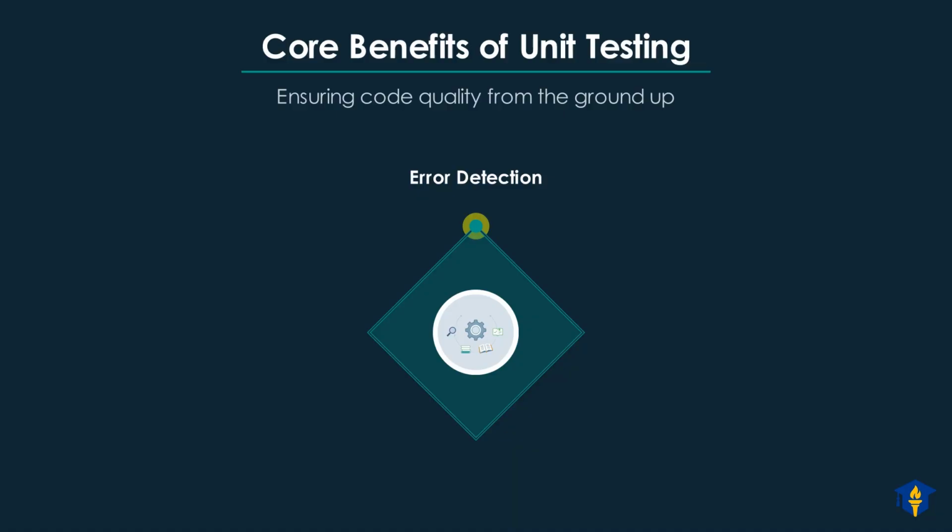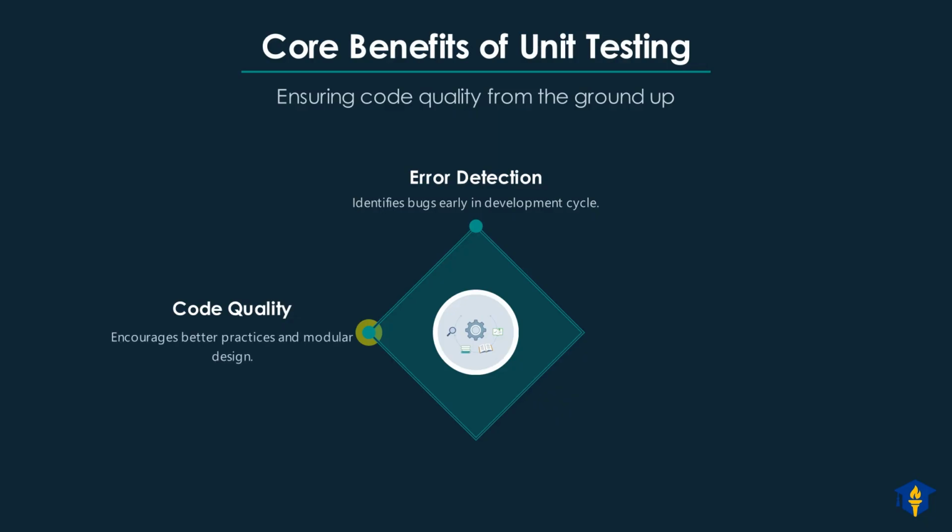First, unit testing excels at error detection, helping you find and fix problems quickly. This proactive approach identifies bugs very early in the development cycle, saving significant time later on. Next, unit testing significantly improves code quality by encouraging better practices and modular design. It promotes writing cleaner, more organized code, which is easier to maintain and understand over time.